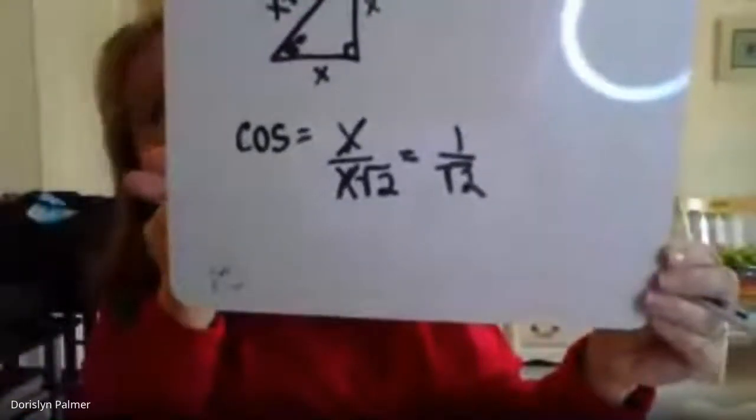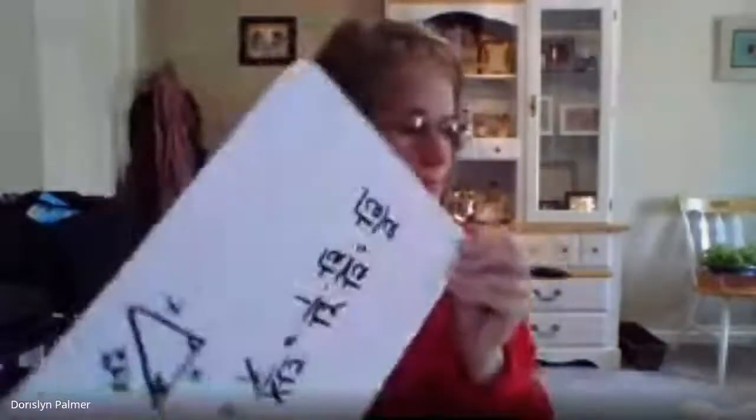Can't leave it like that. Have to rationalize it. Multiply it by root 2 over root 2. And you get root 2 over 2.